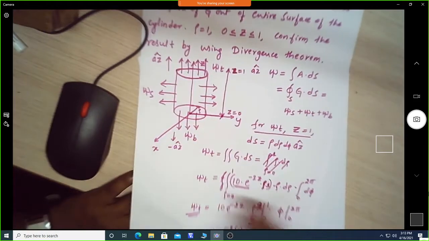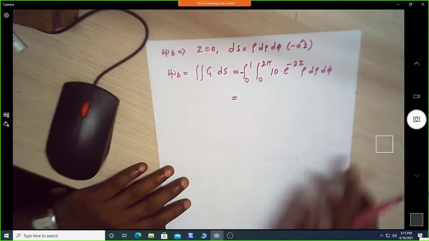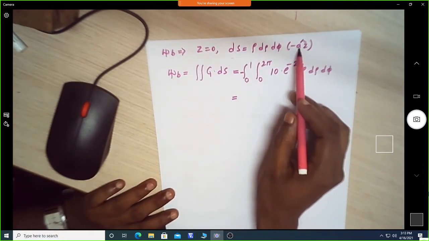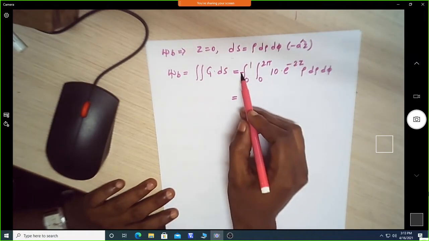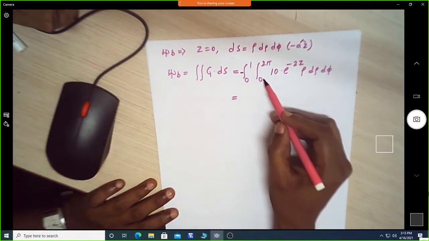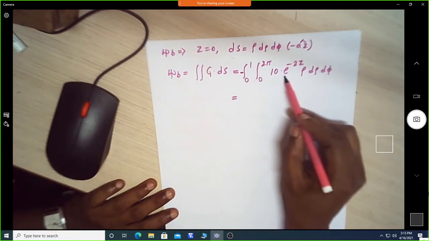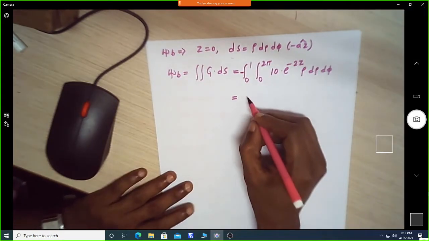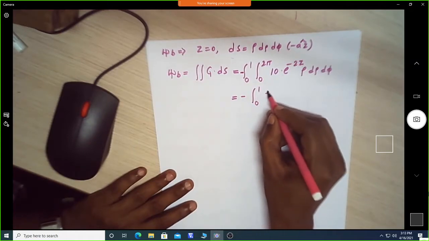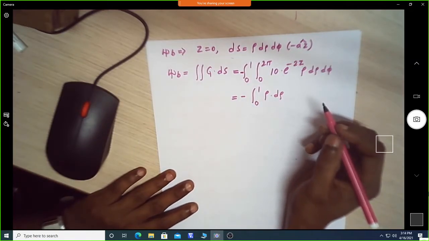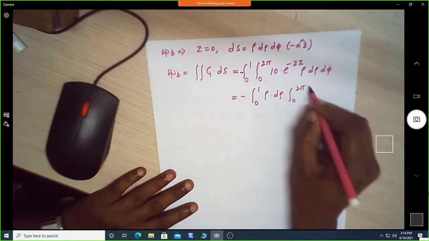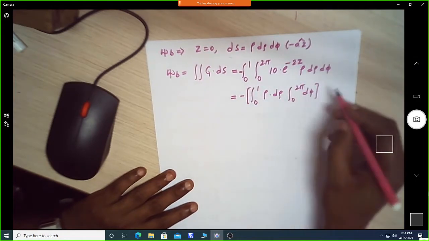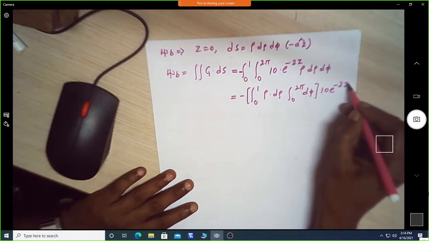Okay. So now for bottom surface z equal to 0, the differential surface ds is similar, but the direction is in the negative direction. So that's why it is minus of the rho variation 0 to 1, phi 0 to 2 pi, and this is the g, that is 10 e power minus 2z, and this rho d rho and d phi. So now we can evaluate. So minus 0 to 1 rho d rho, and 0 to 2 pi d phi. So this whole thing is multiplied by whatever the constant term, which is 10 into e power minus 2z. So now z is 0.